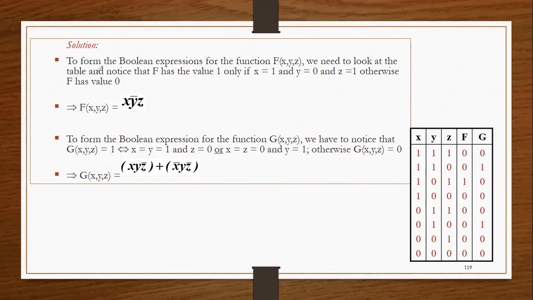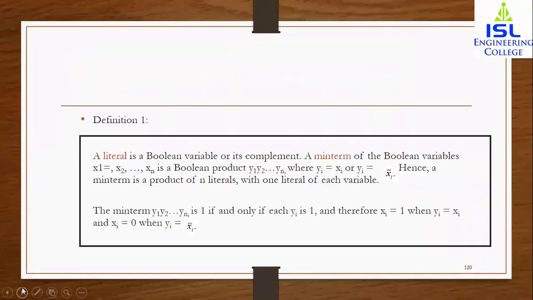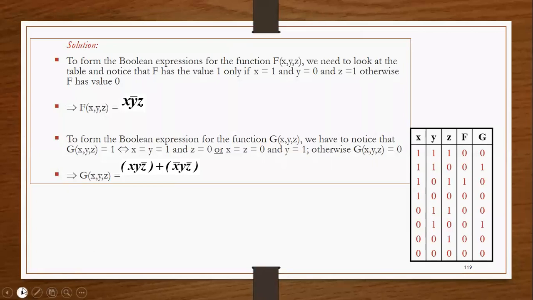So if you notice here, to form the Boolean expression for the function f of x comma y comma z, we need to look at the table and notice that f has the value 1 if and only if x and z are 1 and y is 0. Otherwise, for all the other cases, f has the value 0. So f of x comma y comma z is given as x y bar z. The same for g, you can just read it.